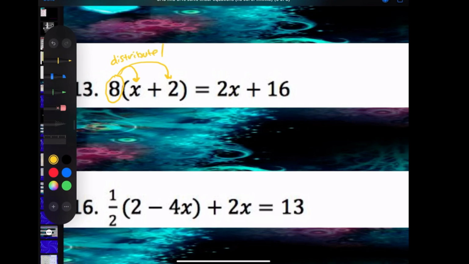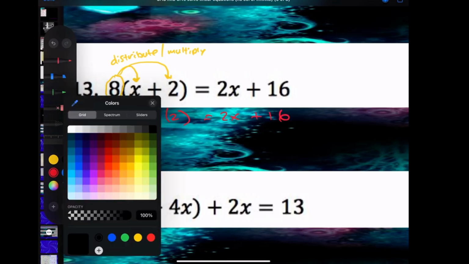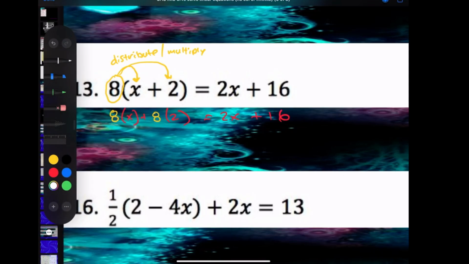I was driving down Magnolia today, and there's an Amazon delivery center. They distribute, they multiply in all those boxes. So it's 8 times the x, 8 times the 2. And over here it stays the same. I get 8x plus what? 16 equals 2x plus 16.